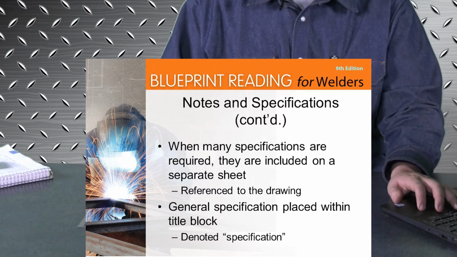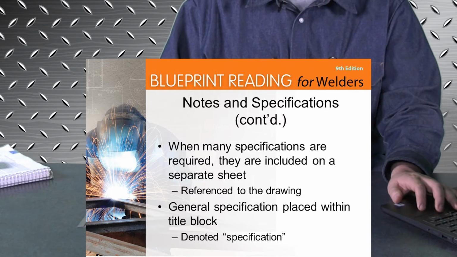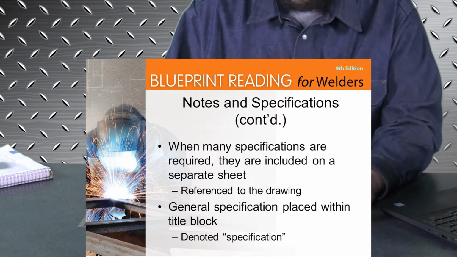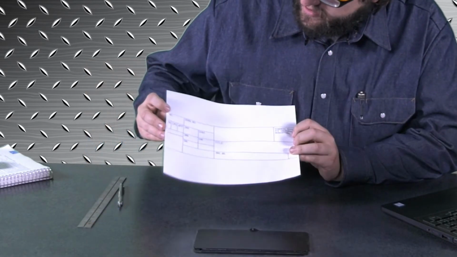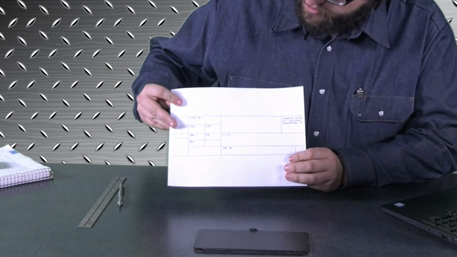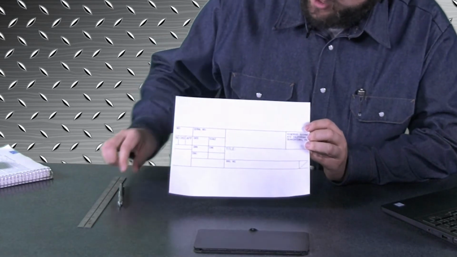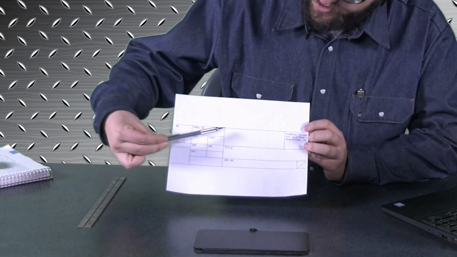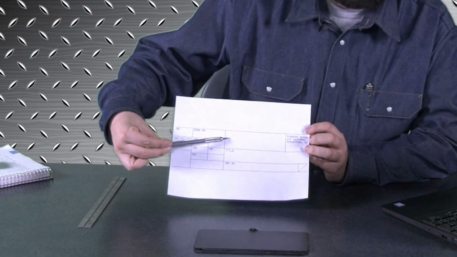General specifications are going to be placed within the title block, denoted as general specifications. So on the title block here, let's see, there are really two of the most important parts of any title block information you're going to have. First is going to be right here. It is going to be the name of the part.